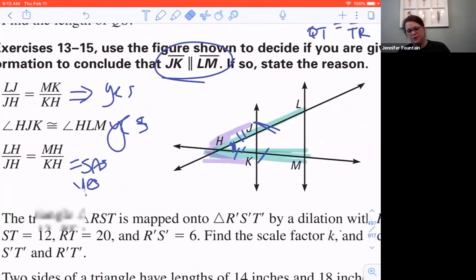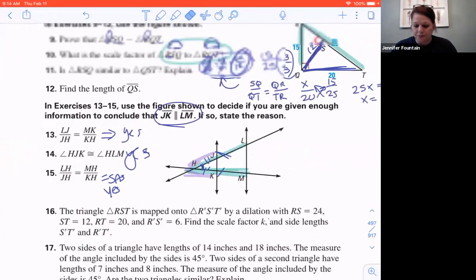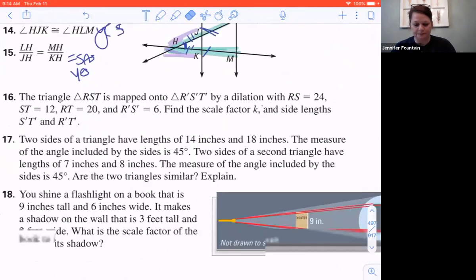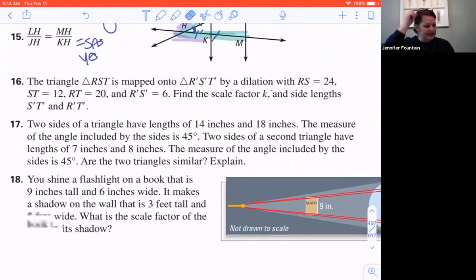Okay, so again, like I said, it's a lot to really learn and to understand, but the more you work with it, the more you practice it, the better it's going to be. All right, so number 16, it says the triangle RST is mapped onto triangle R prime S prime T prime by a dilation with RS is 24, ST is 12, RT is 20, and R prime S prime is 6. Find the scale factor and the side lengths.